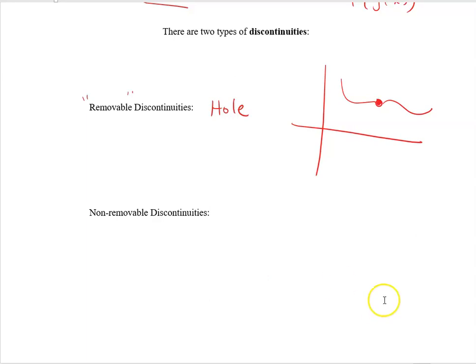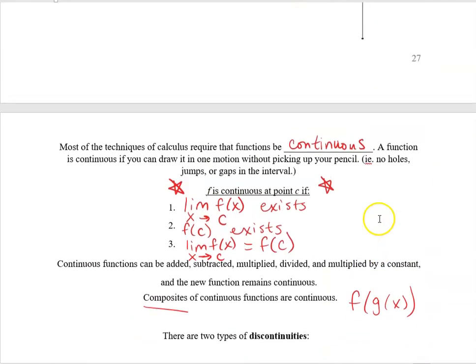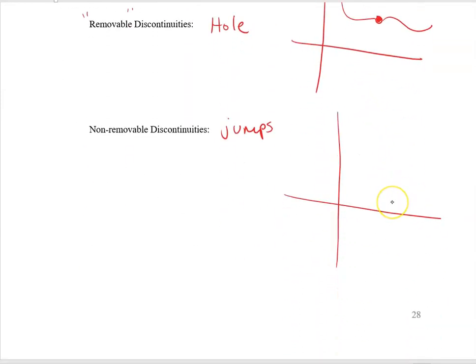Non-removable discontinuities are basically discontinuities that can't be fixed. Those would involve jumps in a graph. So if we had a graph kind of like our step function actually back here where we've got a jump in the graph. So maybe something where the graph does this and then maybe up here it does this. So a piecewise function. Maybe it's defined up here but not at the bottom as x approaches c. That would be a jump discontinuity.